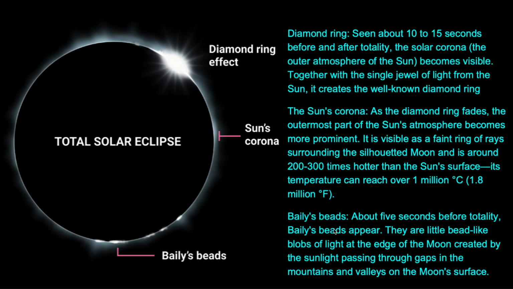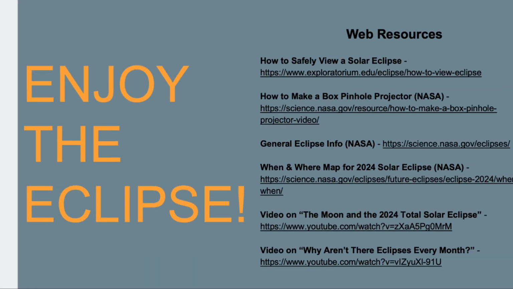And then there's Bailey's beads. About 5 seconds before totality happens, you'll notice these little, almost cracks of light coming across, and you'll notice that the shadow here isn't completely circular. And what you're seeing is the structure of the moon. So you're seeing the mountainous terrain of the moon and the light going past little gaps in that. So those are some of the interesting things.